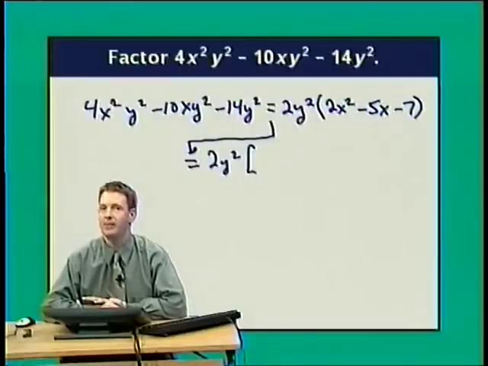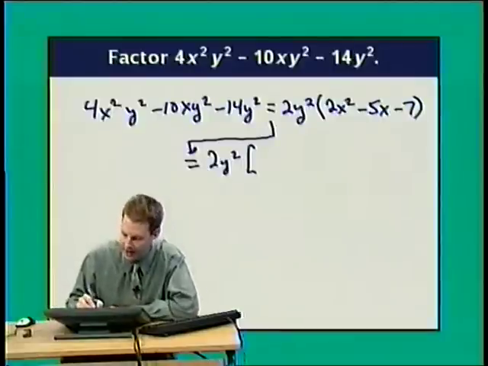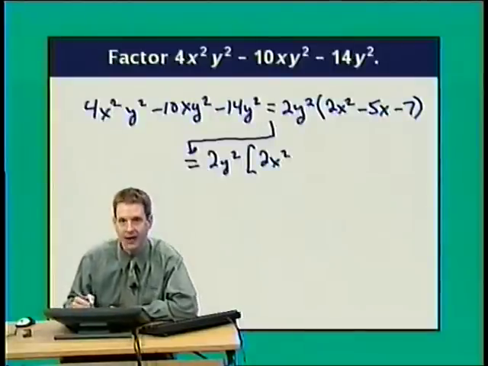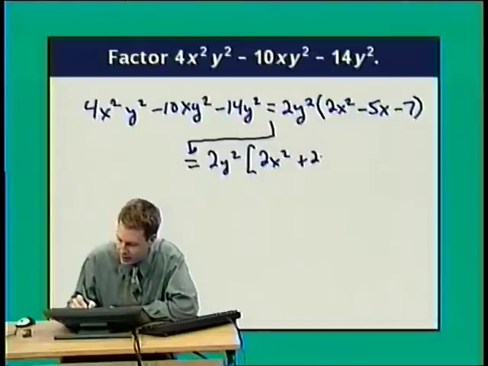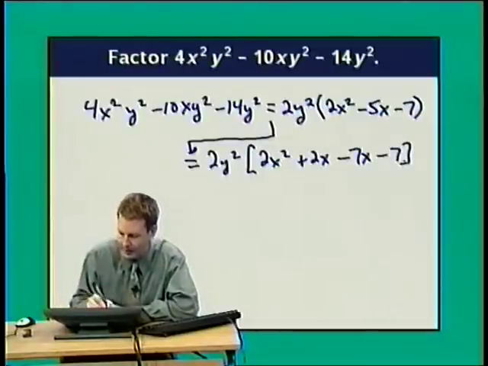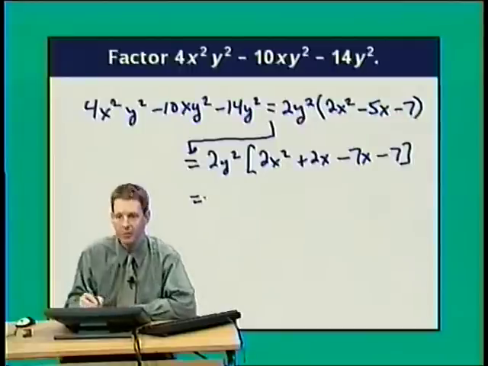Is there a way I can make 2 and 7, one of the numbers positive and one of the numbers negative, so that they add up to negative 5? Oh yeah, there is. I can make the 2 positive and the 7 negative. So let's do that. Let's rewrite minus 5x as plus 2x minus 7x. Now let's do our factoring by grouping step.